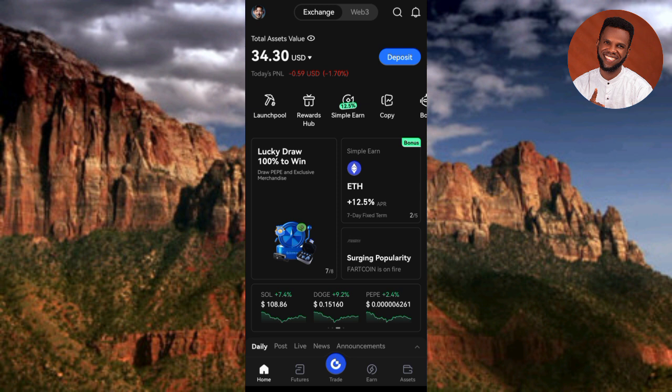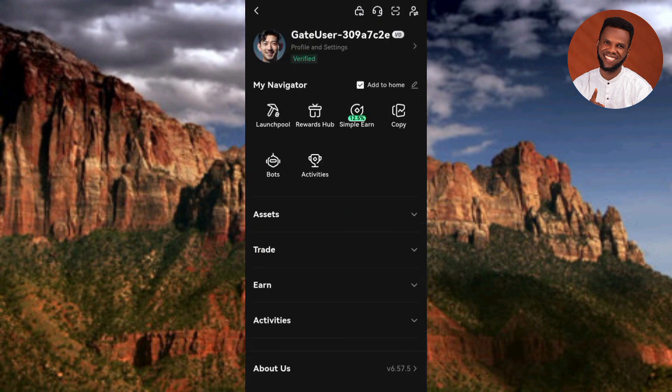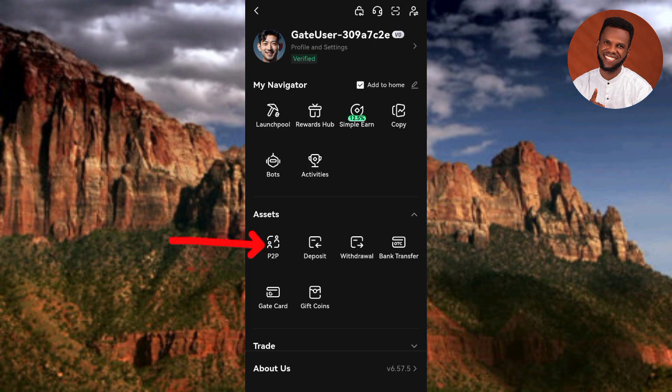Then what you have to do next is tap on your profile icon. You can see your profile icon right there at the top left. So let me tap on it. Then what you have to do next is to tap on where you can see assets. So let me tap on assets. Then you can see where it is written P2P. That's the P2P trading icon. So let me tap on it.